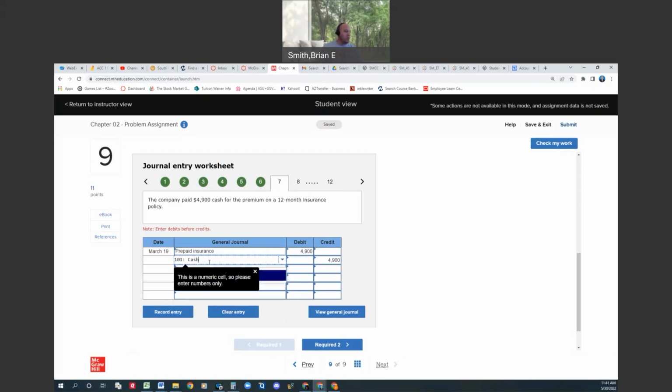This is a numeric cell. Please enter numbers only. I think something went weird on that one. Just ignore those things if they give you a bunch of garbage.